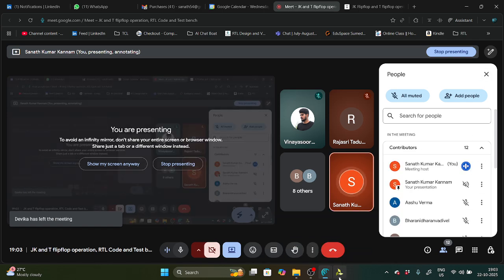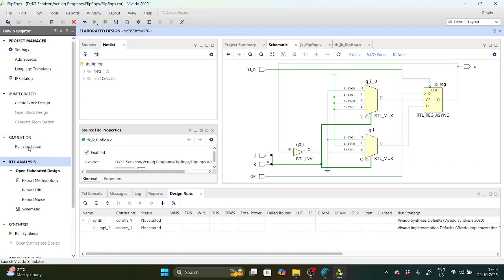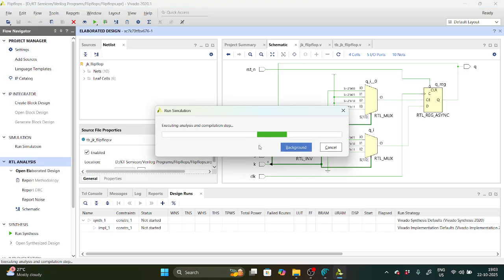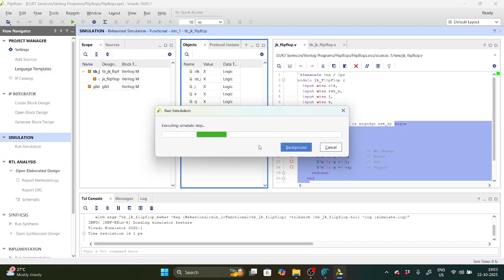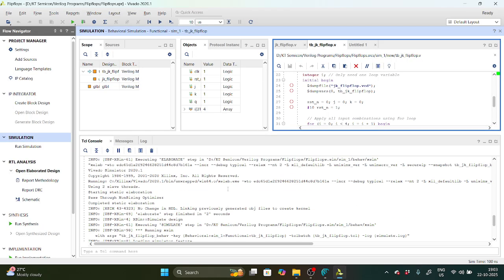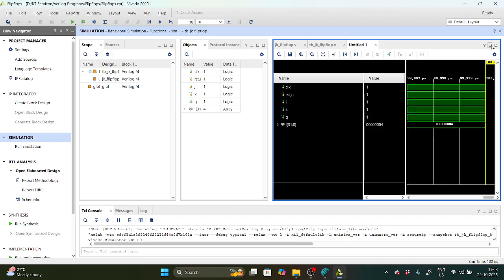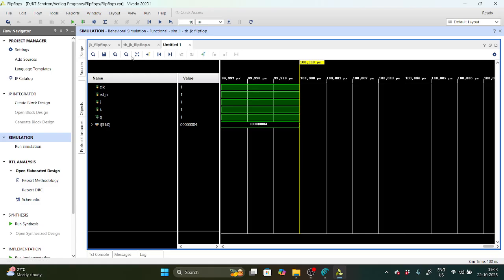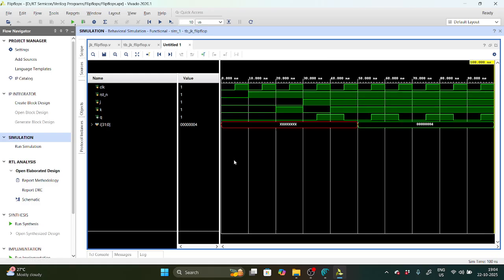Next I want to see the simulation. So here what I need to do is run the behavioral simulation. Here it is not in the Tcl console. I want to see the simulation part, so fit to page. See here.